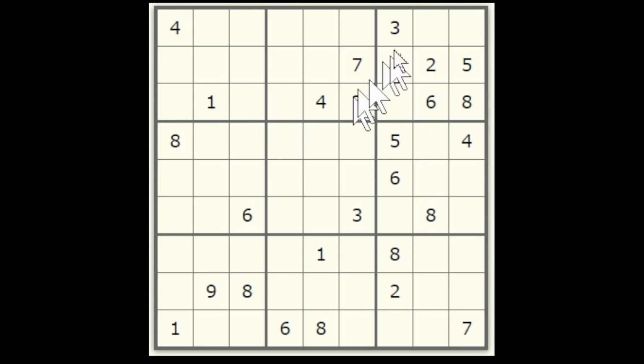The 1 here will force a 1 into this cell or into this cell. That means that we need to put a 1 in this cell because we need a 1 for this row. And it clearly can't go here because of the 1 already present in the column. So this is a 1.